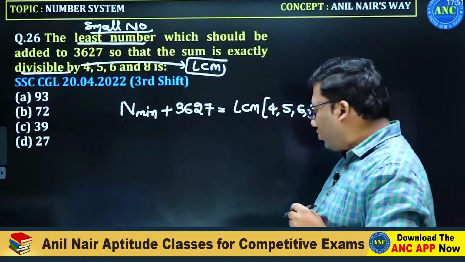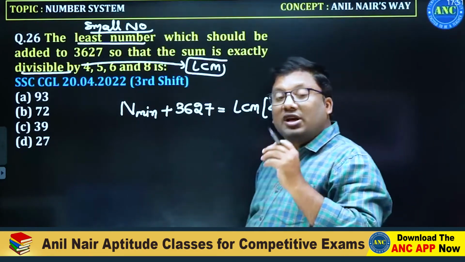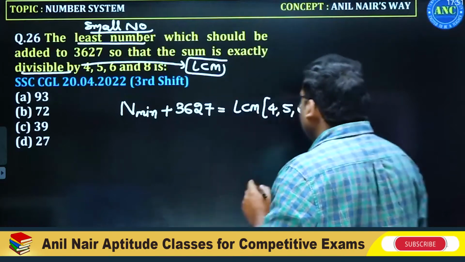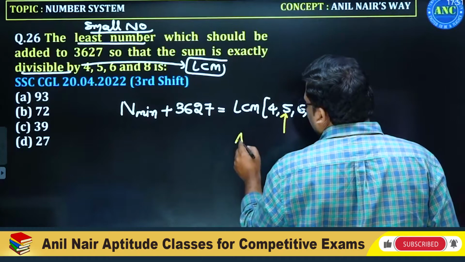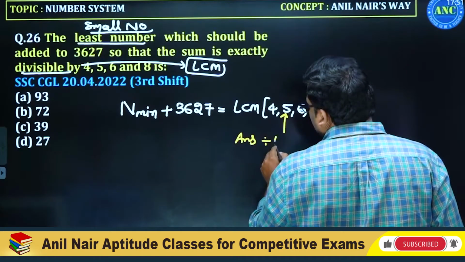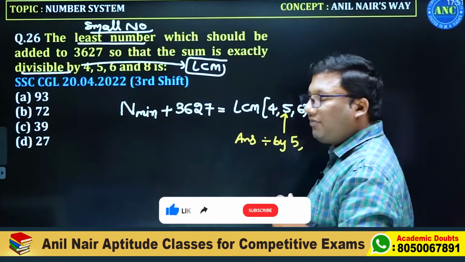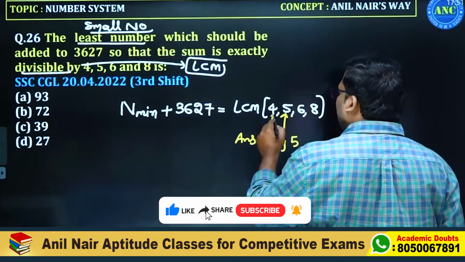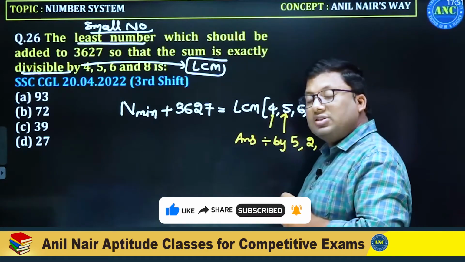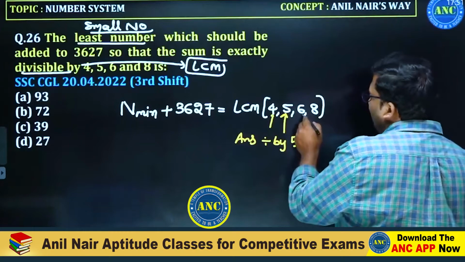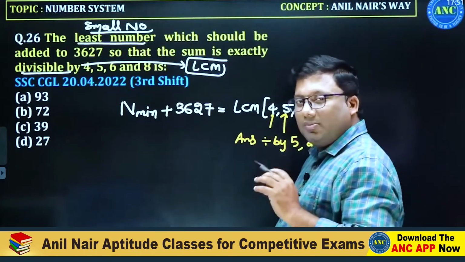Now let us solve the question very logically. In LCM related problems, if the input is a number divisible by 5, the answer will be divisible by 5. If the input is a number divisible by 2, the answer will be divisible by 2. Similarly, if the input is divisible by 3, the answer will be divisible by 3.